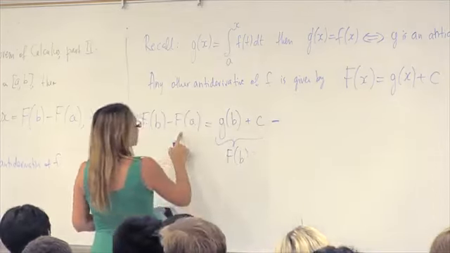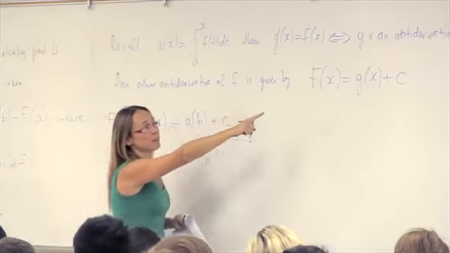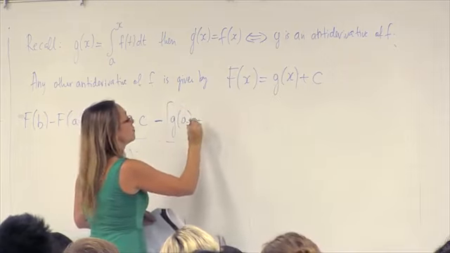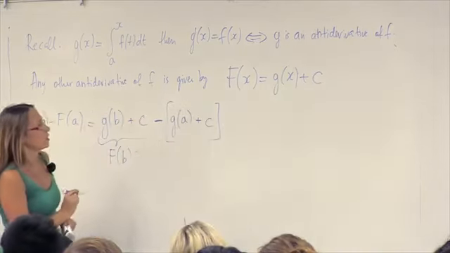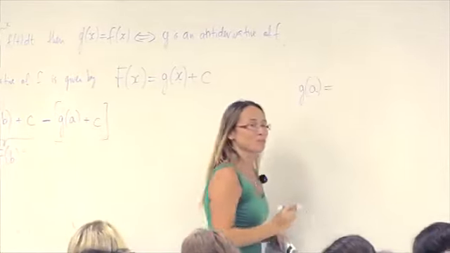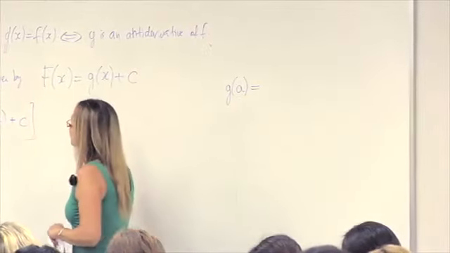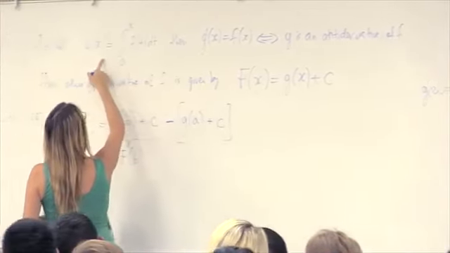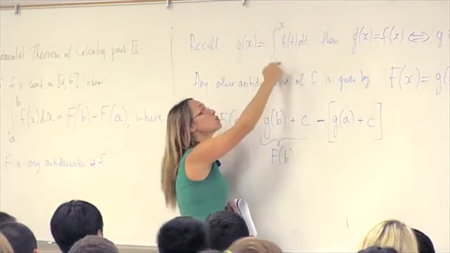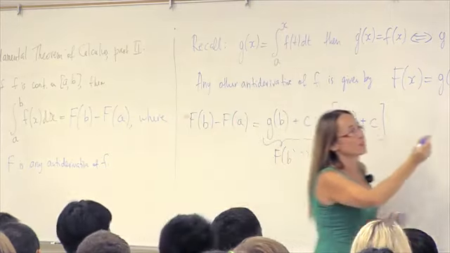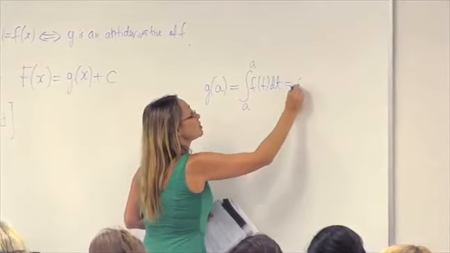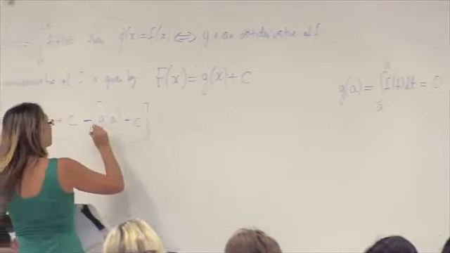Minus, now I have to evaluate f of a. I go here again, I do the same thing. It's g of a plus c. So now tell me, what is g of a? What's it equal to? Go to the definition. It's 0. I can integrate from a to a. So g of a is 0. I write it down here. From a to a of f of t dt is obviously 0. So that simplifies my life, because this is 0.